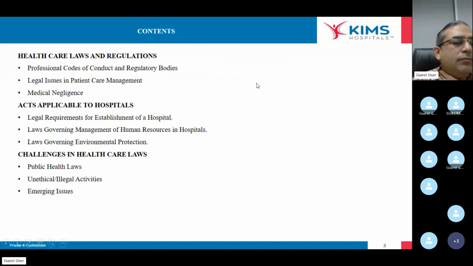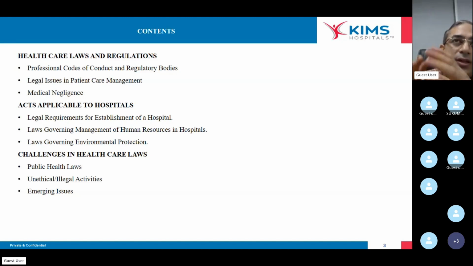Now there are healthcare laws and regulations, there are acts applicable to hospitals, there are challenges in healthcare laws. In healthcare laws, there are professional codes of conduct and regulatory bodies. There are legal issues in patient care management. Medical negligence is what happens. Acts applicable to hospital, legal requirements for establishment of a hospital, laws governing management of human resources, laws governing environmental protection, challenges in healthcare laws, public health laws, unethical illegal activities, emerging issues.